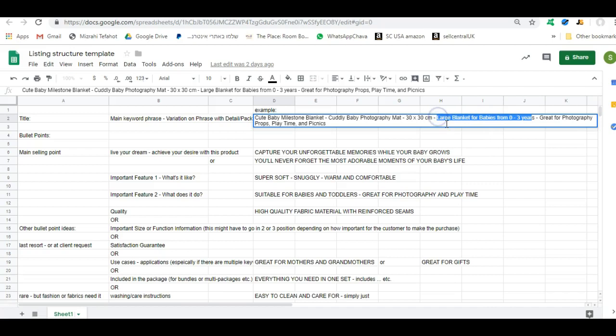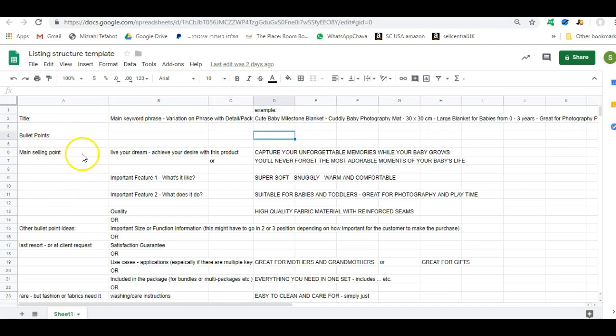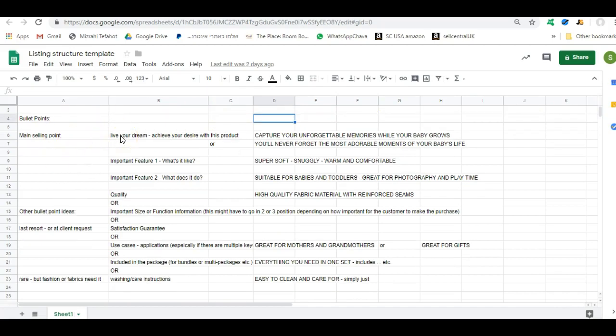It's a large blanket for babies from 0 to 3 years. I'm not just keyword stuffing. I'm referring to the product, but I'm giving more information about the product. I'm building out the knowledge that the customer has now about the product. And then I added on, great for photography, props, playtime, and picnics.